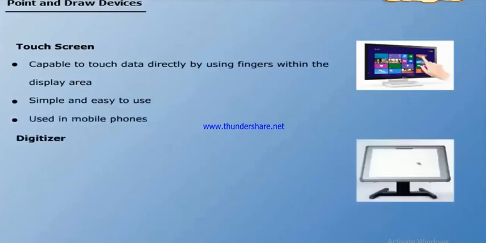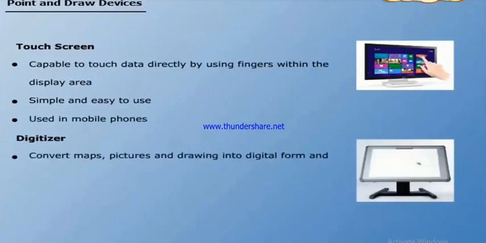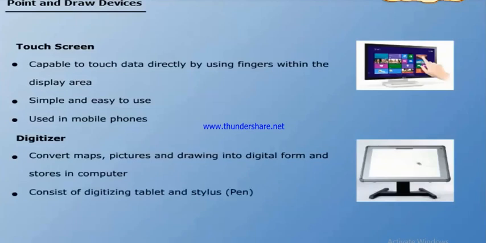Digitizer. Digitizer is used to convert maps, pictures and drawings into a digital form to store in the computer system. A digitizer consists of a digitizing tablet and stylus pen. Digitizing tablet is a flat surface on which a stylus or a pen is moved to draw shapes, pictures and maps, etc.